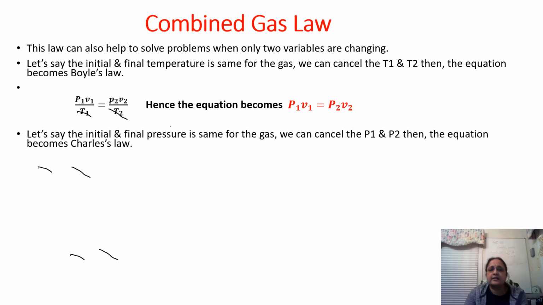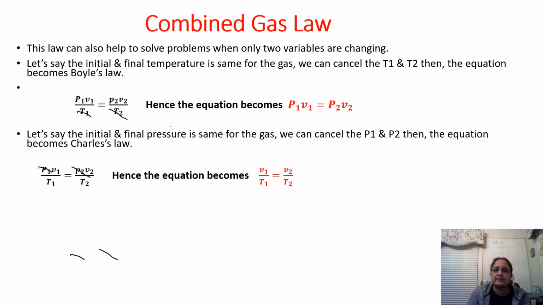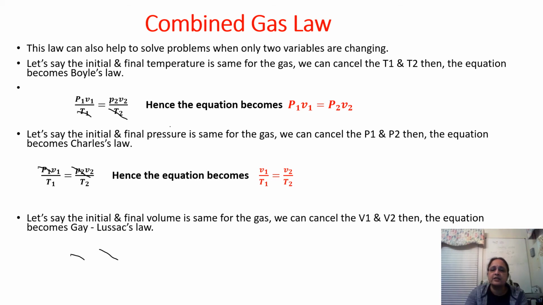Let's say that the initial and final pressures are the same for a gas, then P1 becomes P2, and they get cancelled out. Then the equation of the combined gas law becomes Charles' law, which is V1 by T1 is equal to V2 by T2.